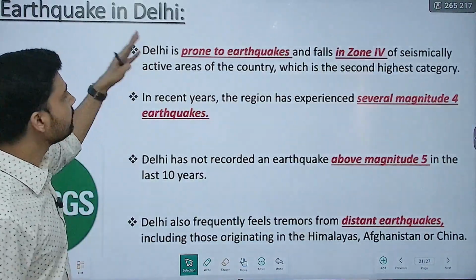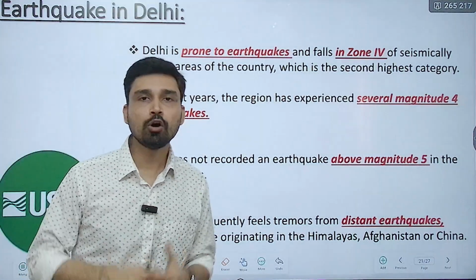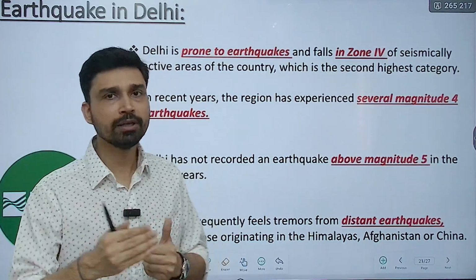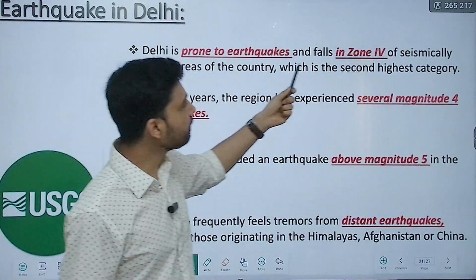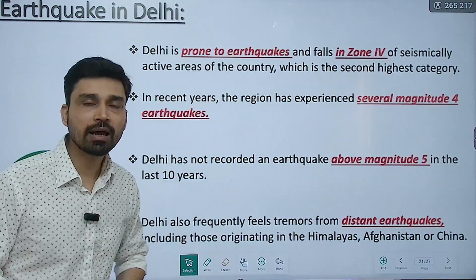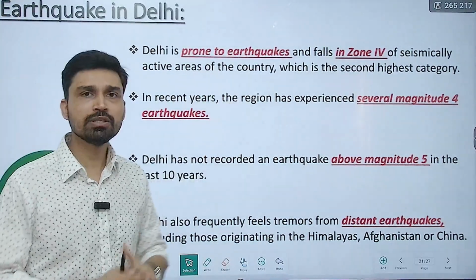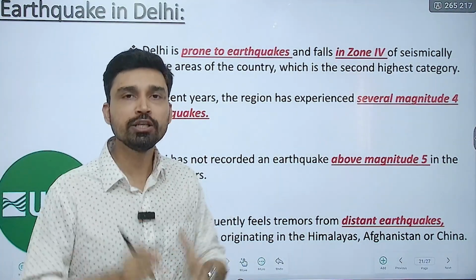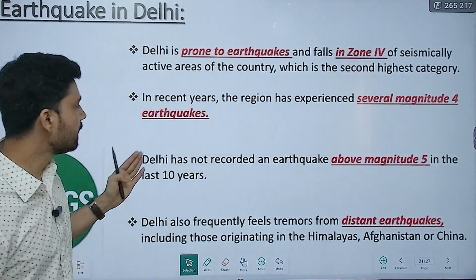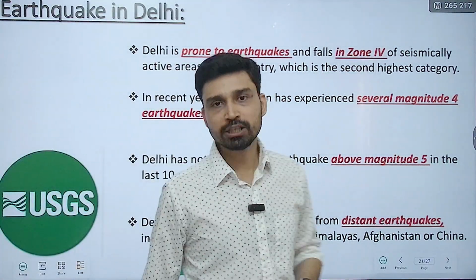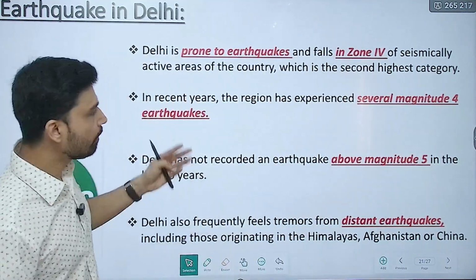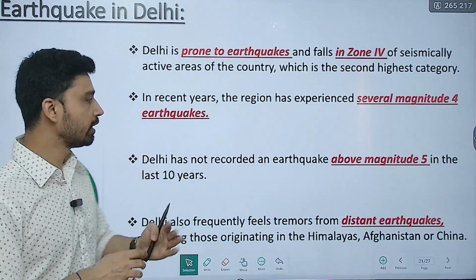So the earthquake in Delhi is obviously a result of the tectonic plate movement that we are seeing between the Indian plate and the Eurasian plate. Now, Delhi is prone to earthquakes and falls in Zone 4 of seismic active areas of the country, which is the second highest category. It means Delhi is lying in the second most prone region of India for earthquakes. In recent years, the region has experienced several magnitude 4 earthquakes. However, as per the report published by the United States Geological Survey, Delhi has not recorded any earthquake of magnitude 5.0 or higher in the last 10 years.